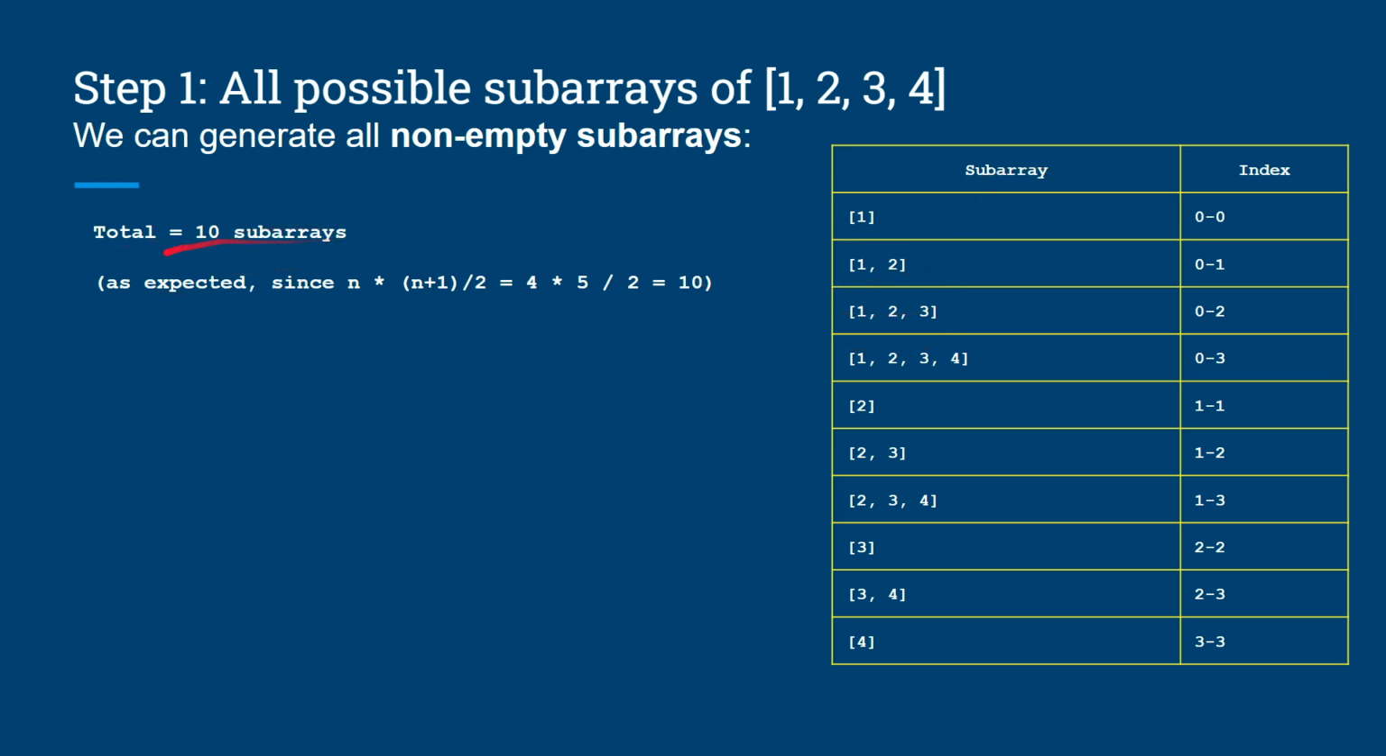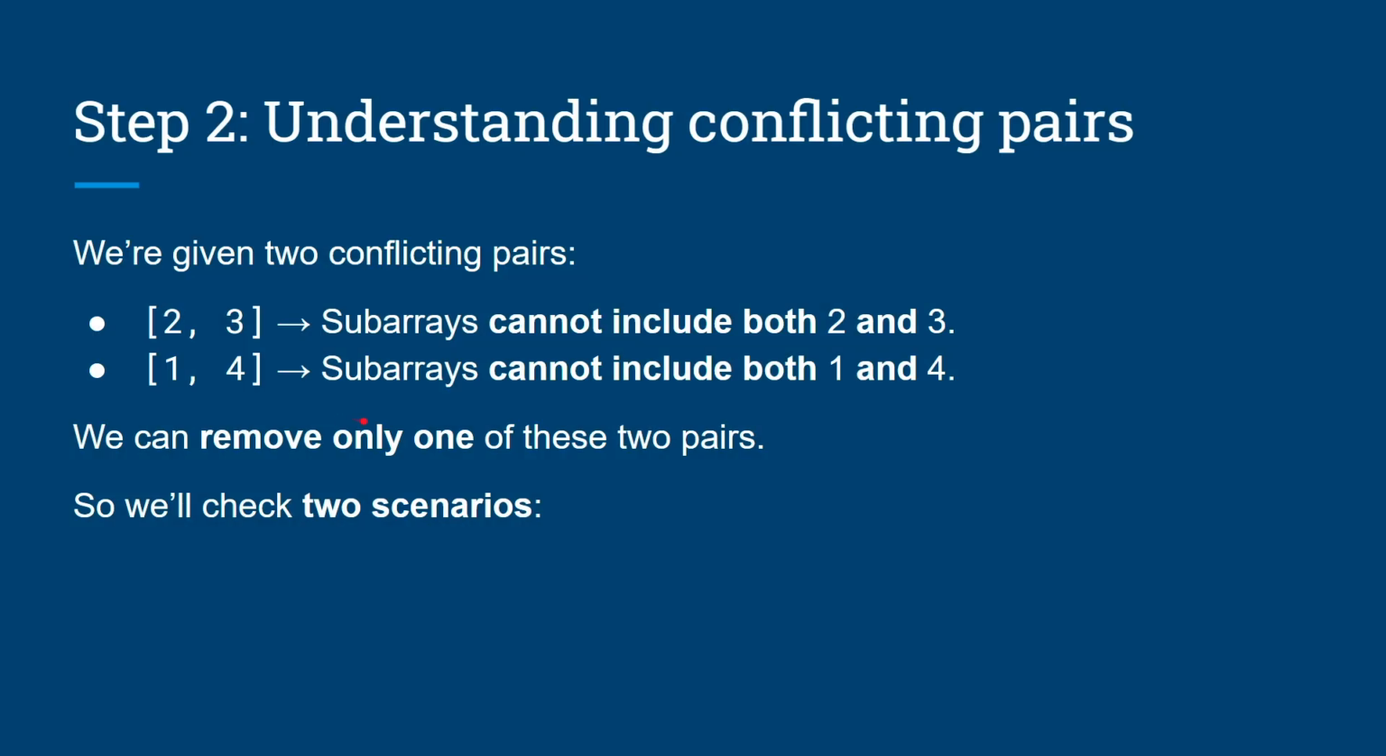So these are the subarrays, and you can get all the subarrays, right? There will be 10 subarrays. As expected, the formula is n into n plus 1 by 2. Here n is 4, so 4 into 5, divided by 2, comes to 10. So the total subarrays is 10. I hope you understand. Mathematically we can say 10, and you can see all the possible subarrays are also like this. Understand?